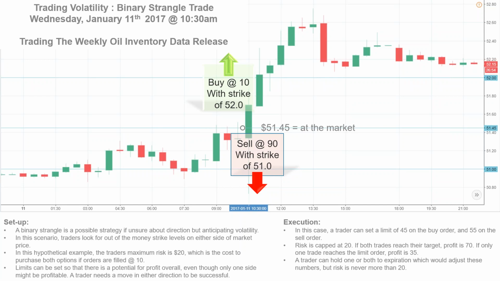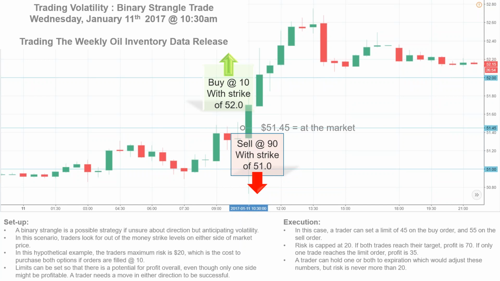If it touches one target, your profit's 35. If you can touch both and close both positions, your profit would be 70. This is what's known as a binary strangle trade. Again, a real example of the market, at least from January 11th, 2013.